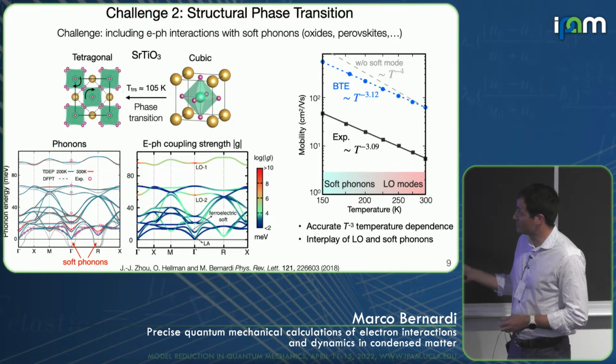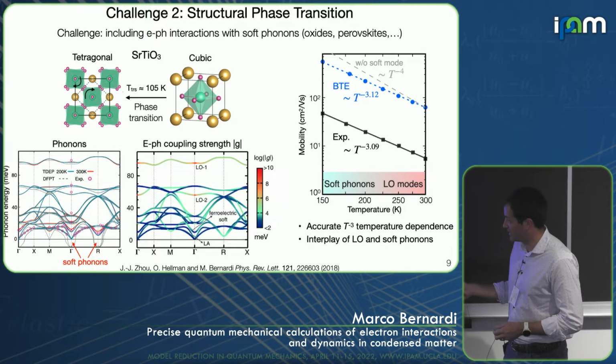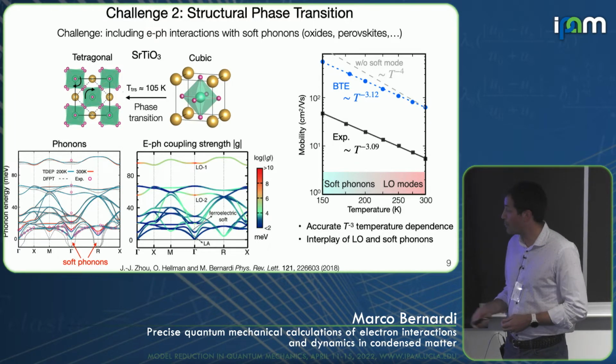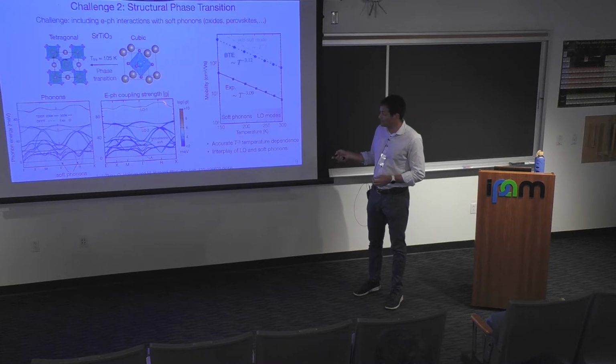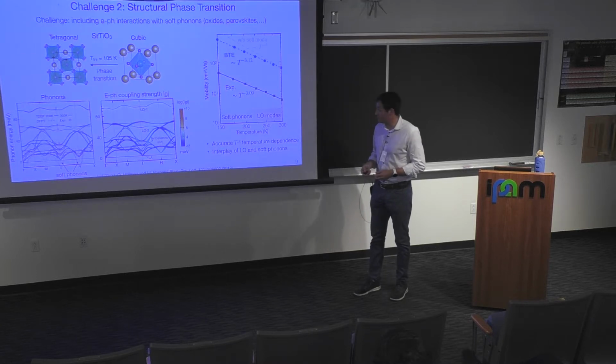What we found is that in strontium titanate, but this is typical of many perovskites, the strongest coupling is still with the LO phonons because they're polar. However, the second strongest coupling is with the soft modes. And you need to include all of them to carefully explain their transport properties.